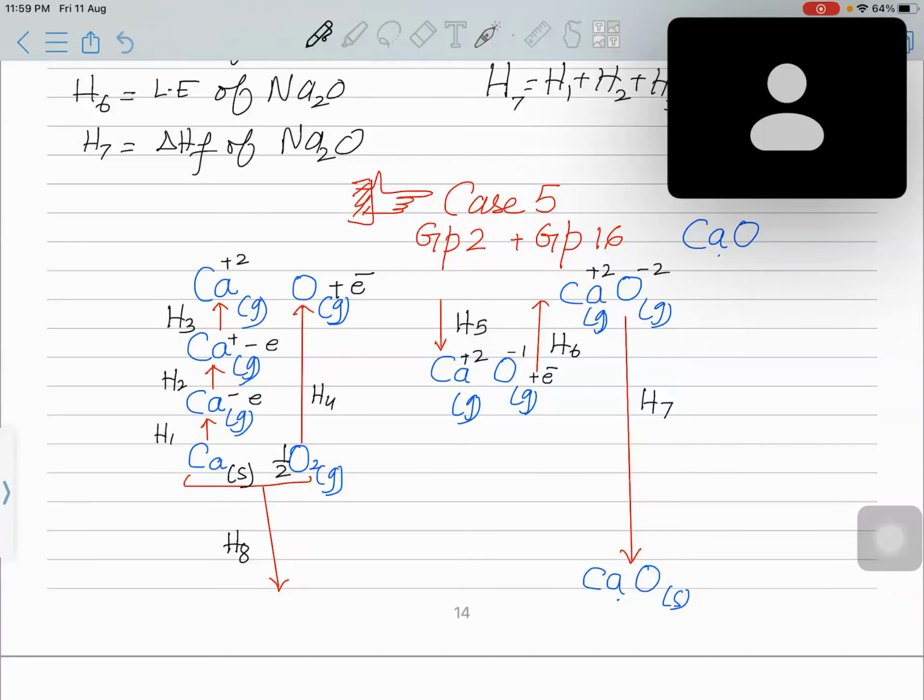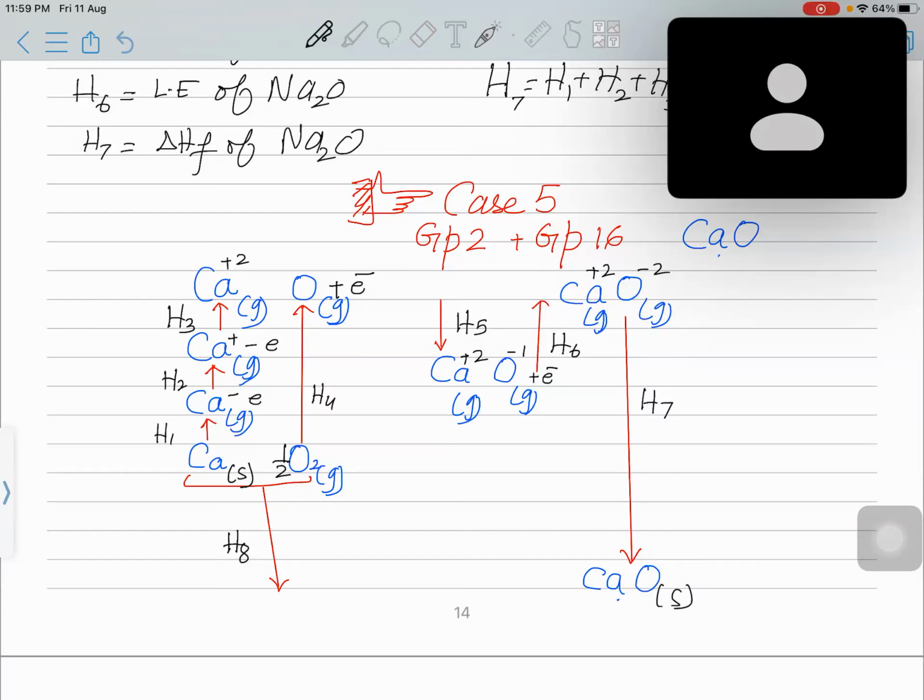Fahim, calcium gas, calcium +1, calcium +2, one electron, half oxygen, oxygen -1, then O -2, calcium +2, then calcium oxide. You have to write calcium solid, right, Fahim? Right here, solid. Okay, everything is correct.